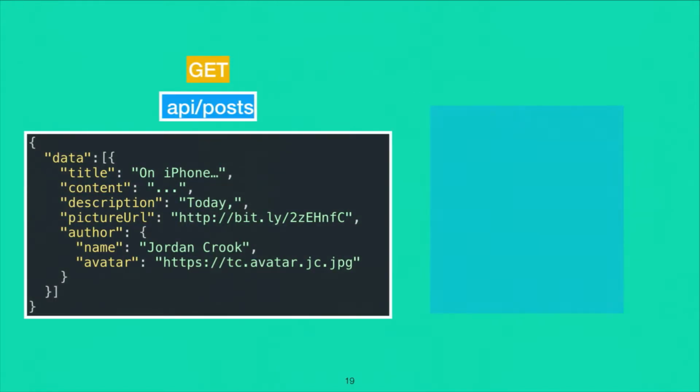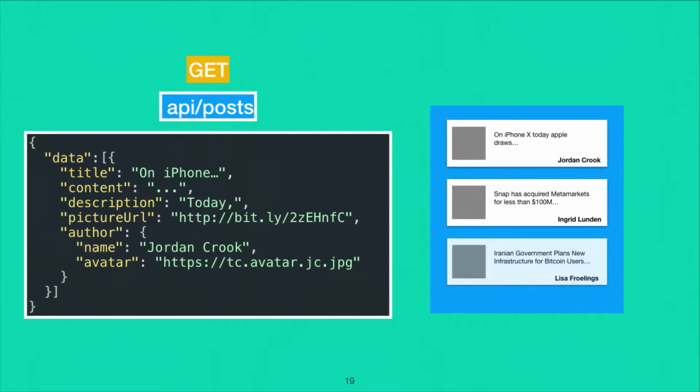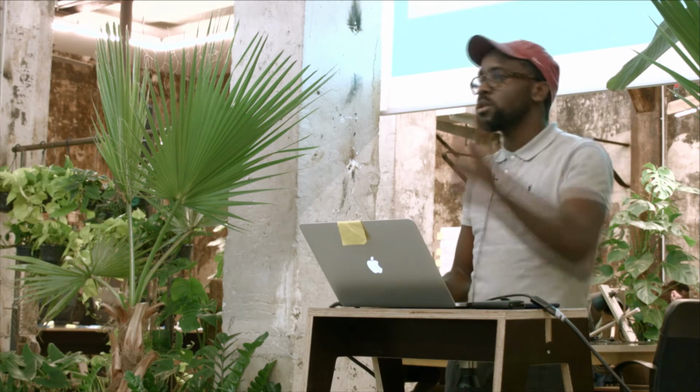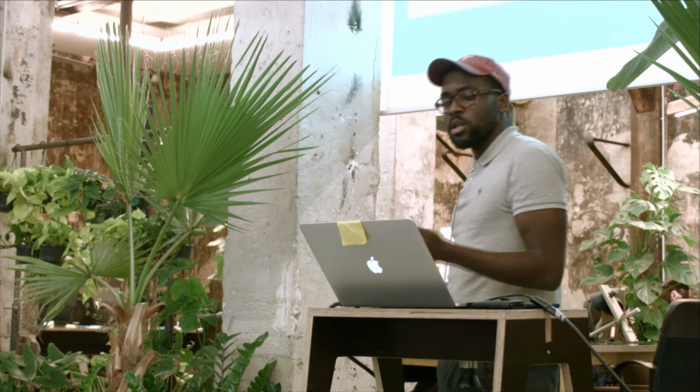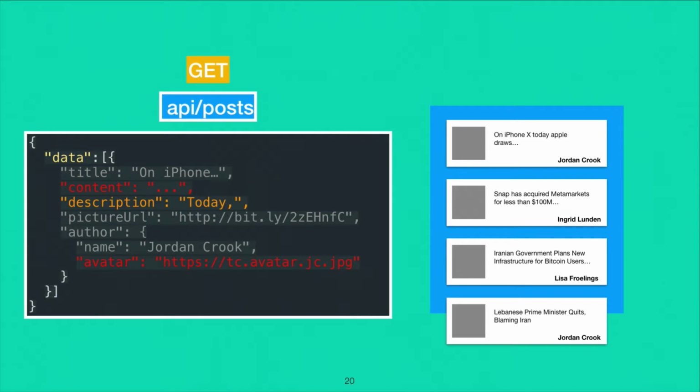Okay, cool. So we start implementing it, and this is how it looks. It's a classic list of objects. We have a picture, the title, and the name of the author, right? So here, we bump into one of the problems of RESTful APIs: one endpoint means one resource, and you actually receive the entire resource. And here, there are a few fields that we're not using. We are not using the content, nor the description, nor the avatar.